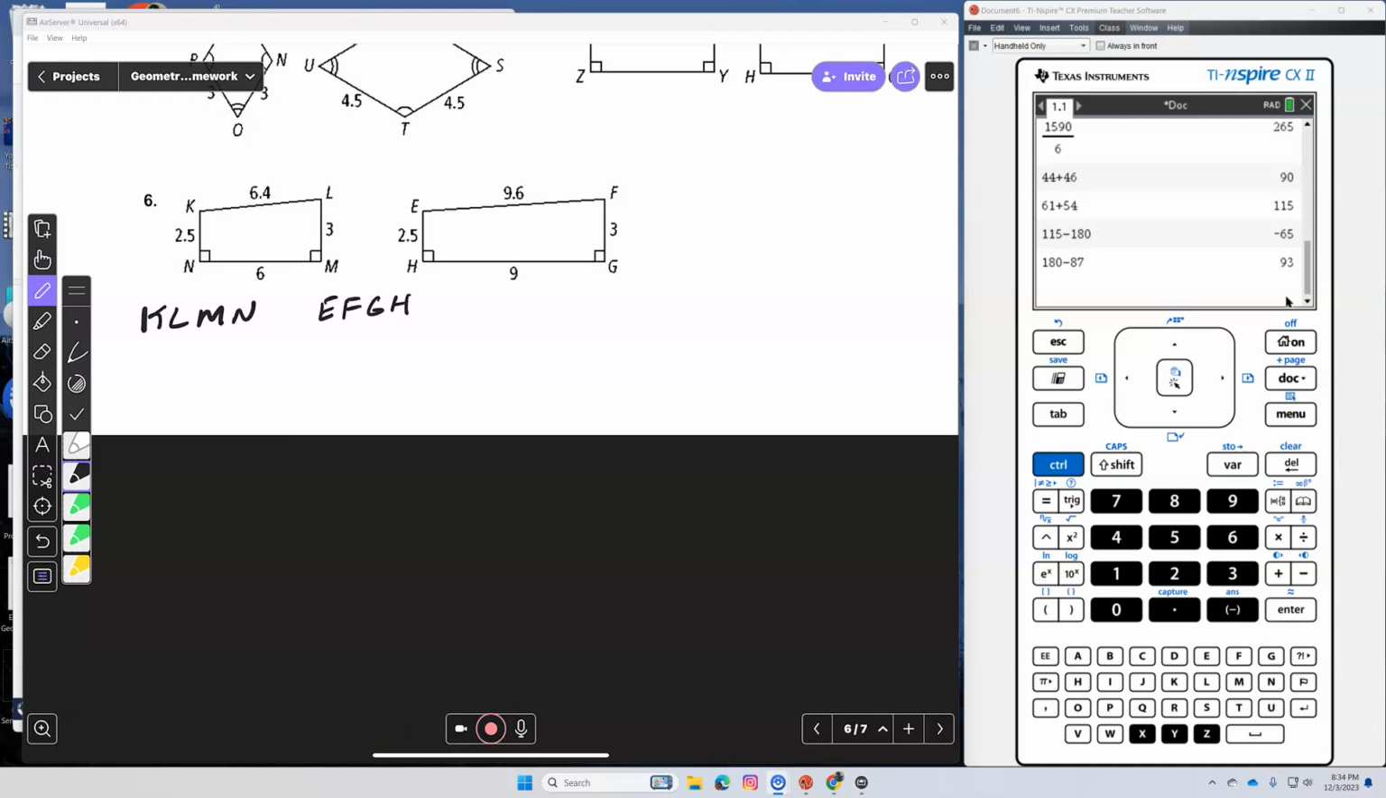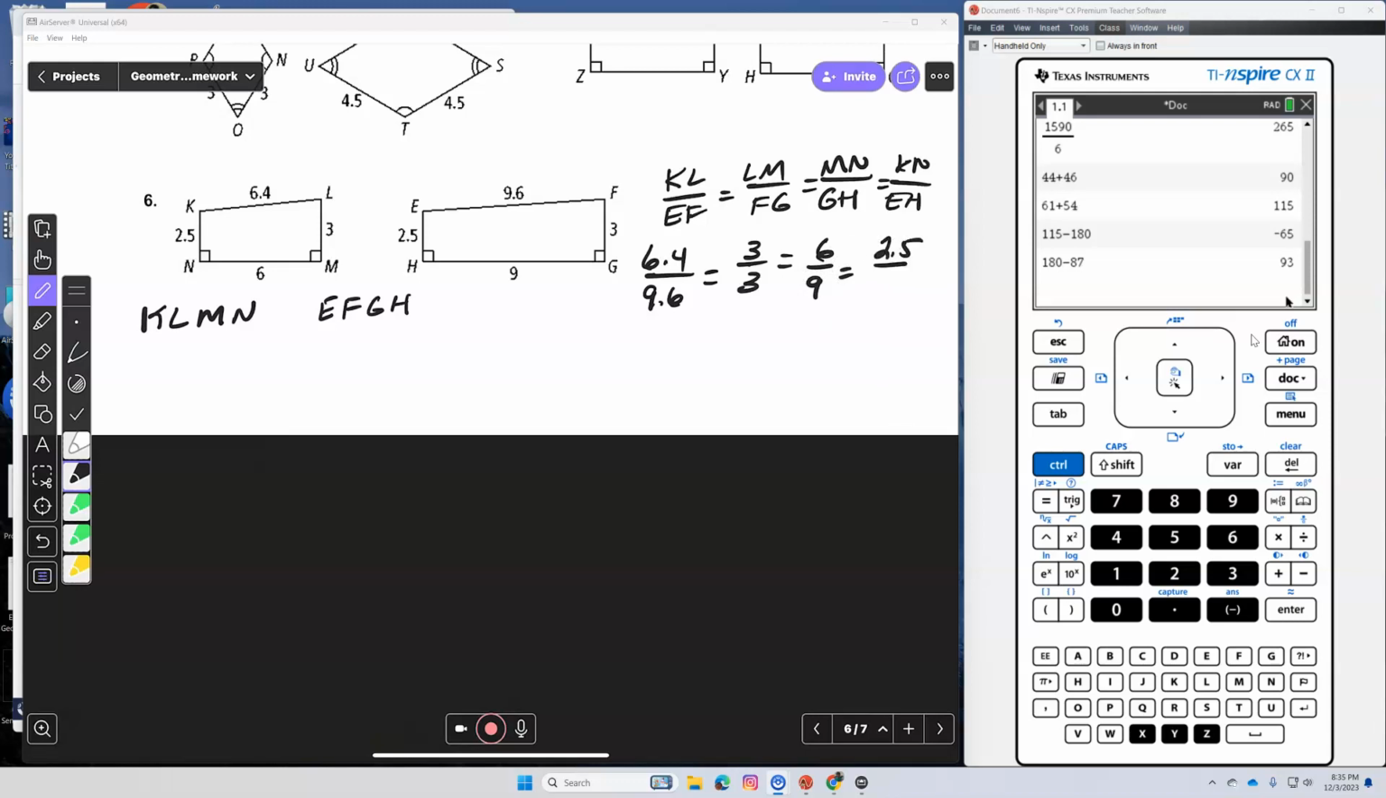Number 6, we have two quadrilaterals. We're going to check if KLMN is similar to EFGH. So let me go ahead and write the extended proportion. So we have KL is to EF as LM is to FG, which is MN is to GH. And then the last one will be KN is to EH. Let's go ahead and substitute the values. So we have KL is 6.4, EF is 9.6, LM is 3 over 3. We have MN is 6, GH is 9, and we have KN, which is 2.5 over 2.5.